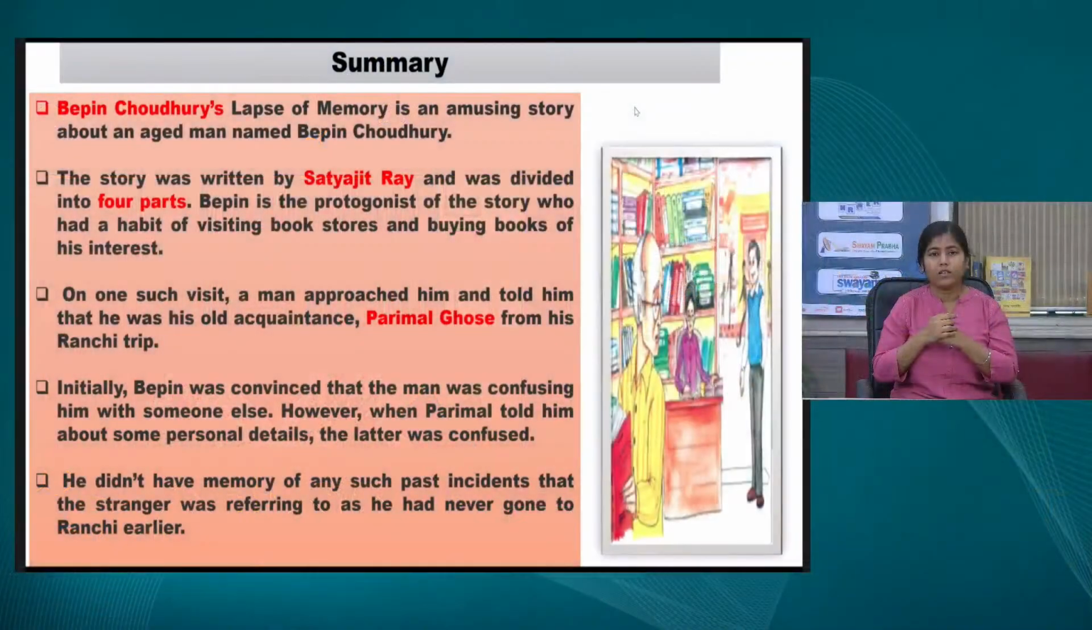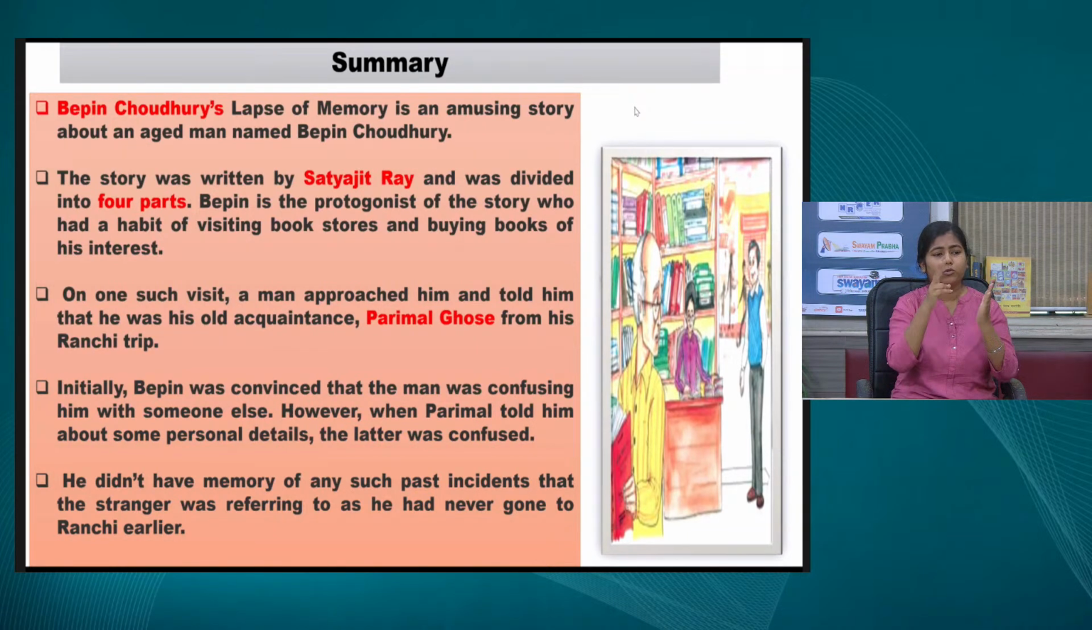Okay, thank you. I've already told you that Bepin Choudhury, Lapse of Memory, is a very amusing story. He is the protagonist of this prose lesson, written by Satyajit Ray, and the whole prose lesson has been divided into 4 parts. Bepin is in the habit of visiting bookstores and buying books of his interest, and his interest was suspense thrillers, and he used to read such books.